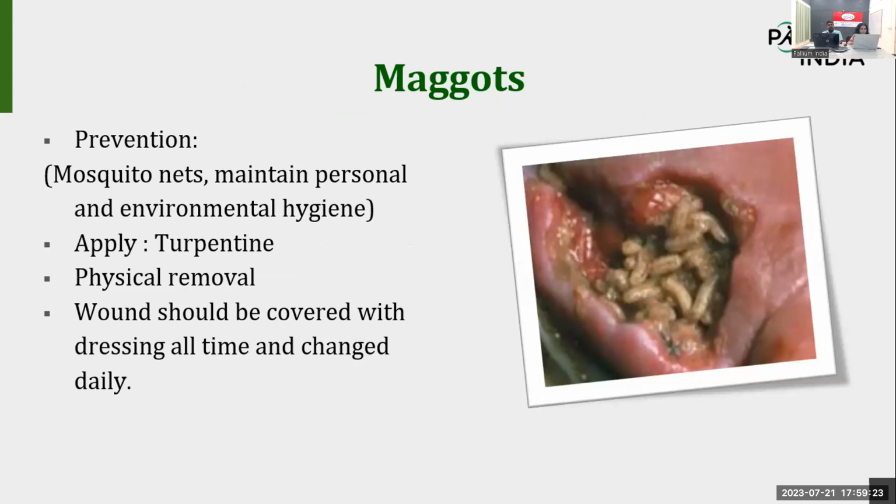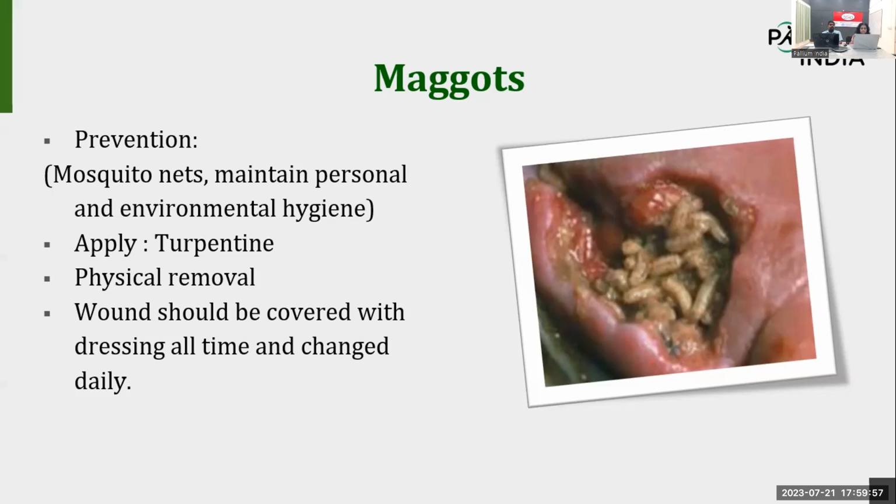Suppose a maggot condition occurs. Maggots mainly happen in open, exposed wounds. If the patient continuously exposes the wound to open air, any fly may accidentally rest on the wound and lay eggs, and then maggots form inside the wound. So proper dressing and proper covering of the wound are very important. We need to explain that importance to the patient and the family. First of all, we need to prevent maggots.